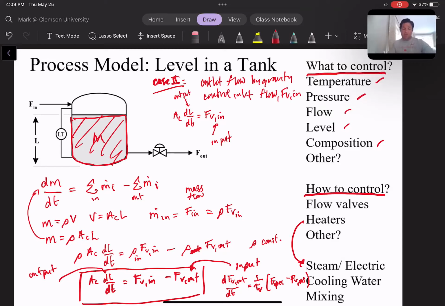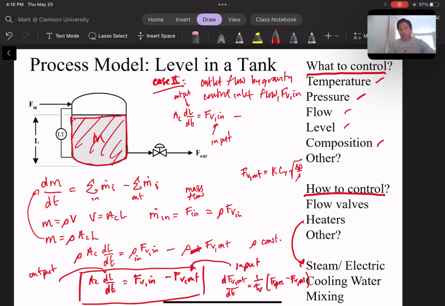If the flow out is driven by gravity, I know that the flow out is going to be equal to some sort of constant times C_V times delta P over rho. Let me write this a little bit better. So the flow out of a tank by gravity, or just the flow out of a system, is going to be equal to some sort of unit conversion constant times C_V times the square root of delta P over rho.